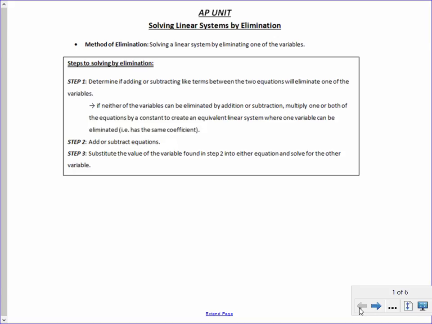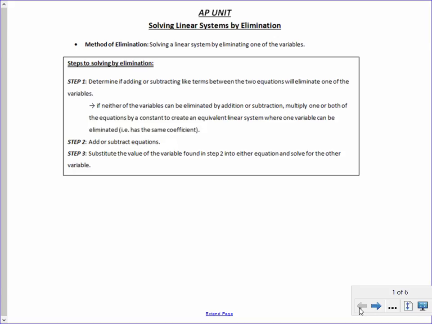If neither of the variables can be eliminated by addition or subtraction, multiply one or both of the equations by a constant to create an equivalent linear system where one variable can be eliminated. So the goal is we're going to line up the x terms, line up the y terms. We want to make either the x's look identical or exact opposite, or we want the y's to look identical or exact opposite.